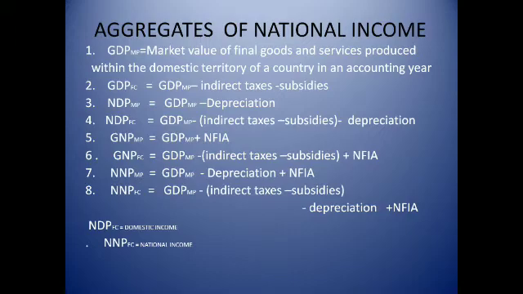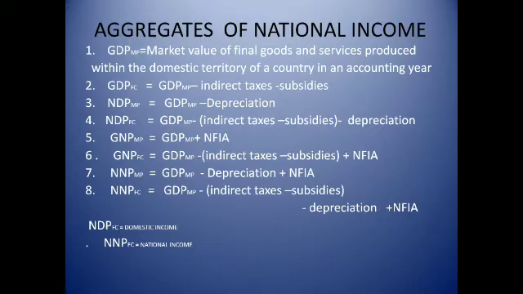The seventh aggregate is NNP at market price, net national product at market price. That is calculated as GDPmp minus depreciation plus NFIA. So GDPmp, gross domestic product at market price, minus depreciation plus net factor income from abroad.